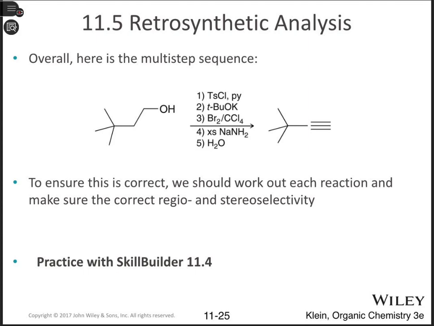So now you could write it all together in one sequence. Step 1, tosyl chloride. Step 2, tert-butoxide, which is the bulky base. Step 3, Br2 in carbon tetrachloride, then excess NaNH2 followed by water. So this would be the summary of all the different steps.